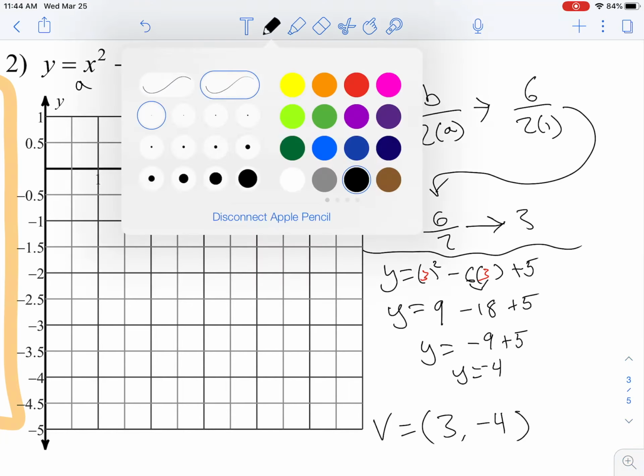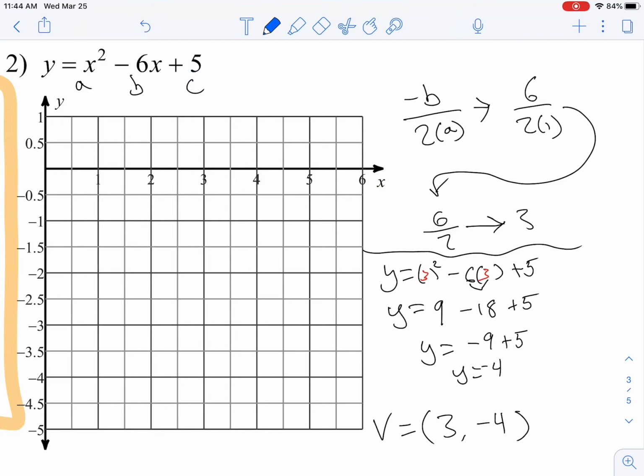That's our vertex. So our vertex, which I'm going to do in red, is +3. So we're looking at +3, comma, -4. So I'm going down 4 right here on that spot. Our axis of symmetry cuts through our vertex. So that's the switch point there.